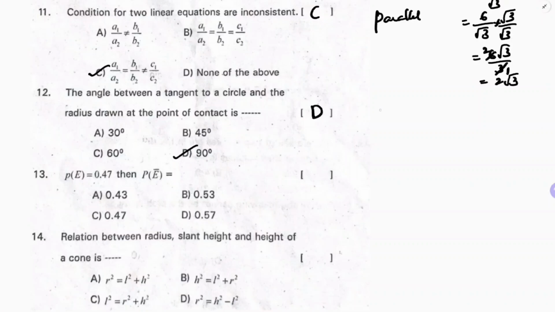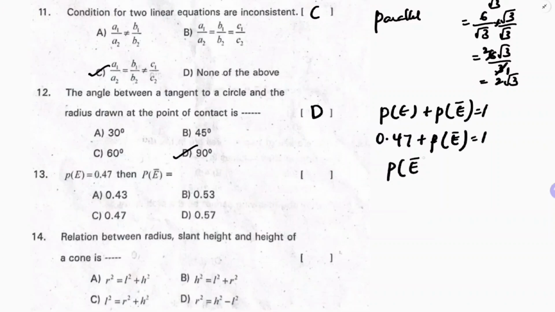Next problem is based on probability of an event plus probability of a not event is 1. The event is 0.47. So probability of a not event is what they want. So probability of a not event is 1 minus 0.47. So that is 0.53. So the correct option is B.